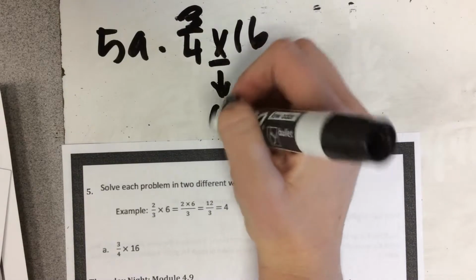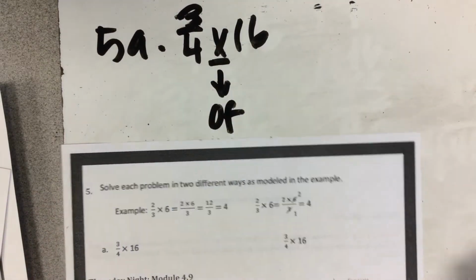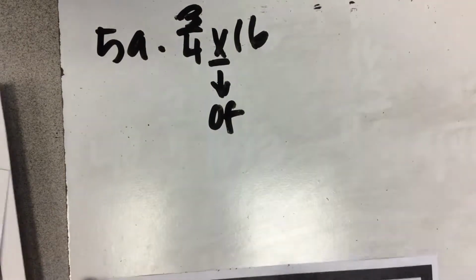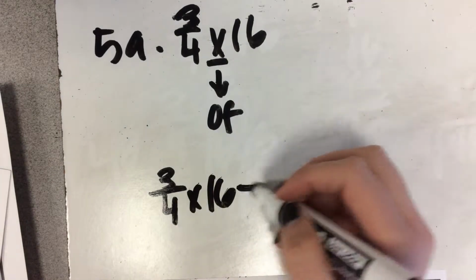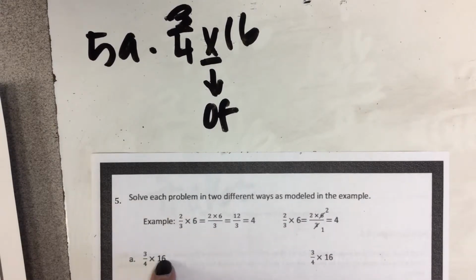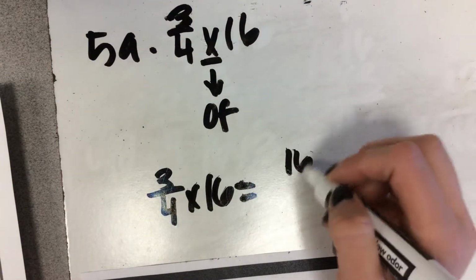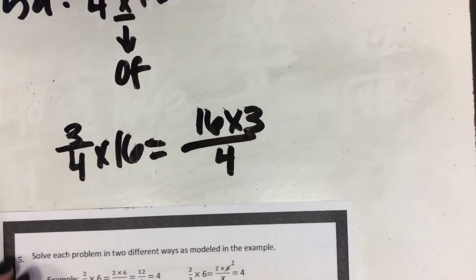Multiplying, we know, is synonymous with the word of. We're just finding 3/4 of 16. So let's go ahead and start our equation down here just like this one. So it's going to be 3/4 times 16 equals, and then just like up here, we're going to take our whole number and multiply it times our numerator, just like they did here. That's going to become our new numerator. So it's going to be 16 times 3, and we still need to keep it over 4 because we're still going to divide it into 4.